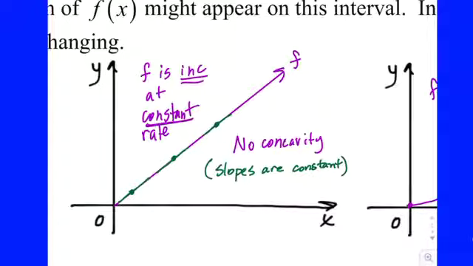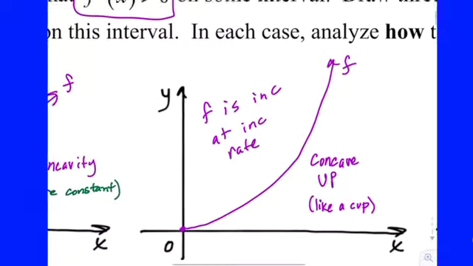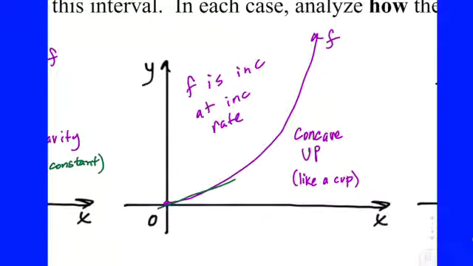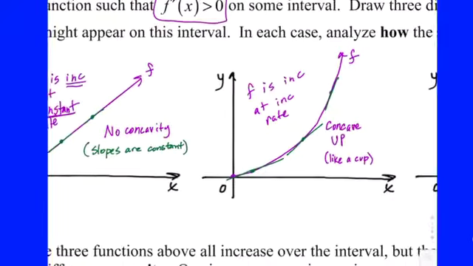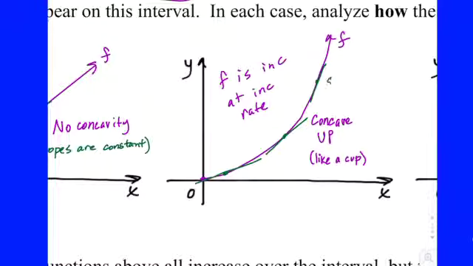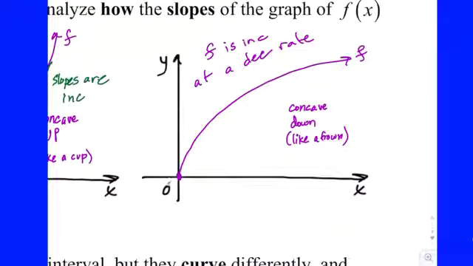Over here, when it's increasing at an increasing rate, now we have some interesting things going on with the slopes. The slopes are still positive, but they're doing what? The slopes are increasing. Yep, the slopes are increasing. And over here, if we draw tangent lines at various places, again, the tangent lines are still positive, but now they're getting less steep. So in this case, the slopes are what?